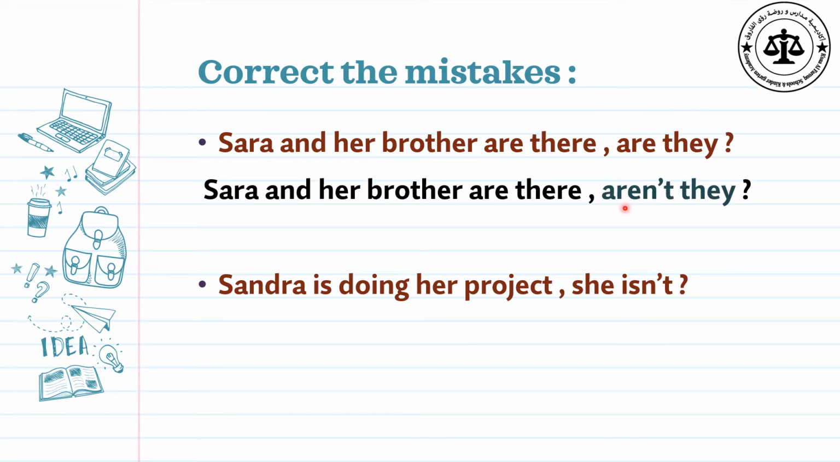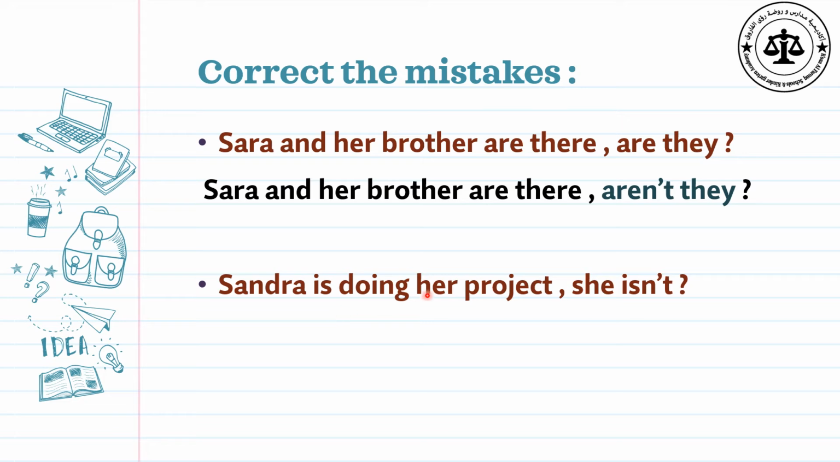Excellent. Negative, like this. Sarah and her brother, aren't they? مفروض بما إنه شفنا الجملة الأولى بلشت بpositive are بدنا ننفيها. aren't they واستبدلنا subjects ب they. Sarah and her brother.